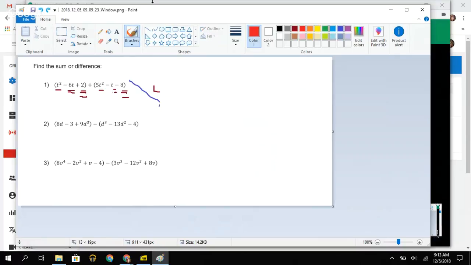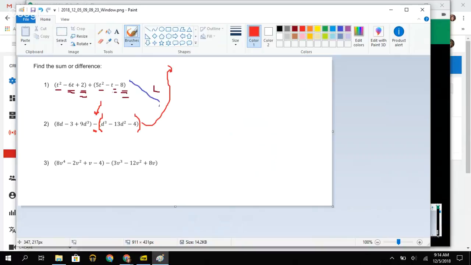Number 2 is 8d minus 3 plus 9d cubed. And then you see here we're subtracting another polynomial, minus d cubed minus 13d squared minus 4. So when you're adding, it's pretty easy. You just keep whatever sign you have out in front.